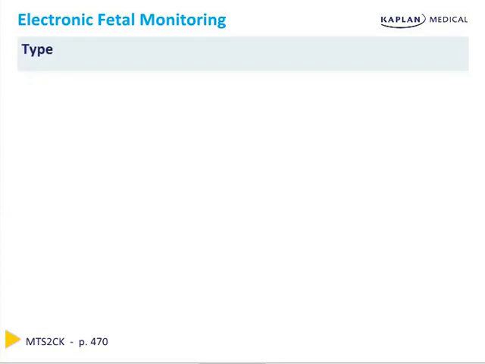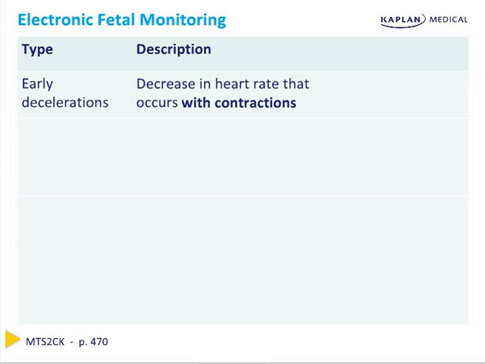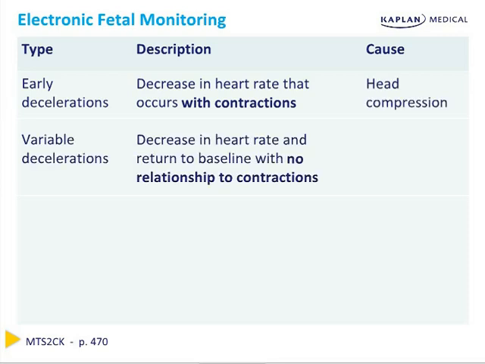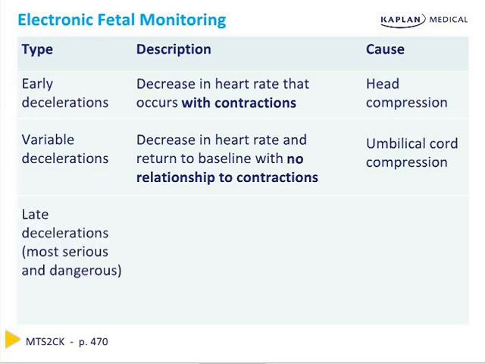A commonly tested concept on the Step 2 exam are the different types of fetal heart rate decelerations. Early decelerations occur due to a decrease in heart rate that occurs along with contractions. The cause is head compression and a vagal response. Variable decelerations are a decrease in heart rate with return to baseline with no relationship to contractions. They are very sharp in their decrease and return to baseline, and usually represent umbilical cord compression.